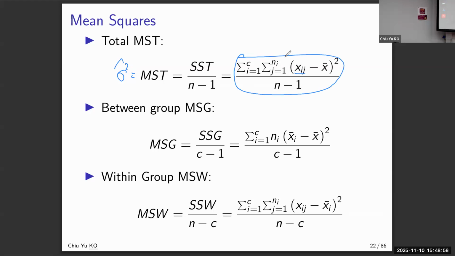So forget about grouping. There's no group, just calculate the variance as usual. This is the way that you calculate variance without thinking about grouping, which is SST. You forget about group, add all the data and calculate its overall mean and then subtraction. So it's this variance without worry about grouping. Go directly.